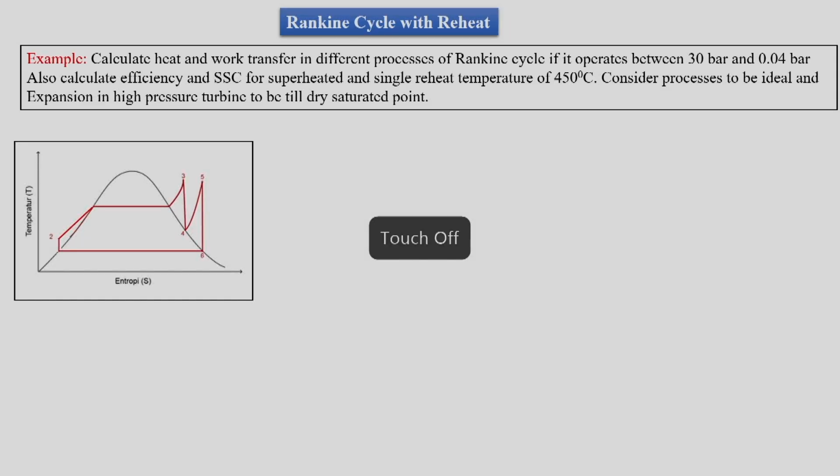One more point to be noted here is that the expansion in the high pressure turbine ends at a dry saturated point. So as per our usual notation, 1 to 2 is pump, 2 to 3 is boiler, 3 to 4 is expansion in the high pressure turbine, and as mentioned, 4 is still a dry saturated point, and then 4 to 5 is reheat. We are told that this temperature is 450 degrees Celsius. So now, having known this, we can find out the rest.